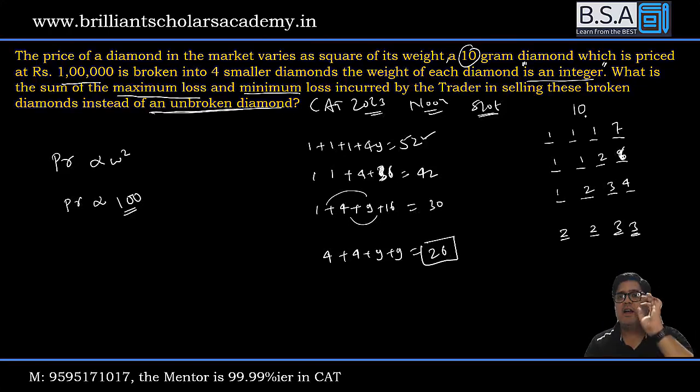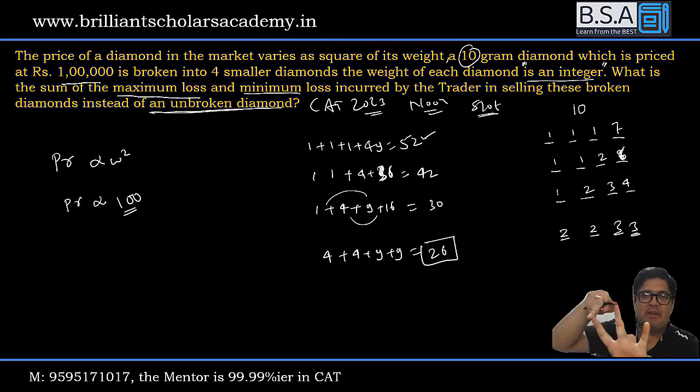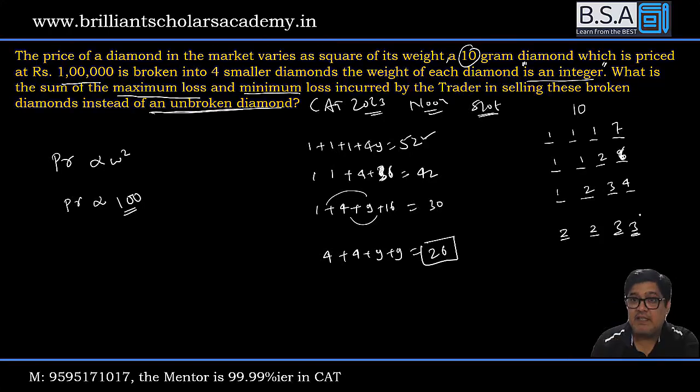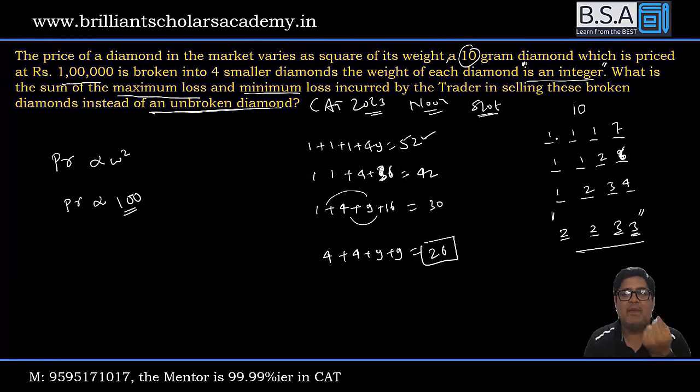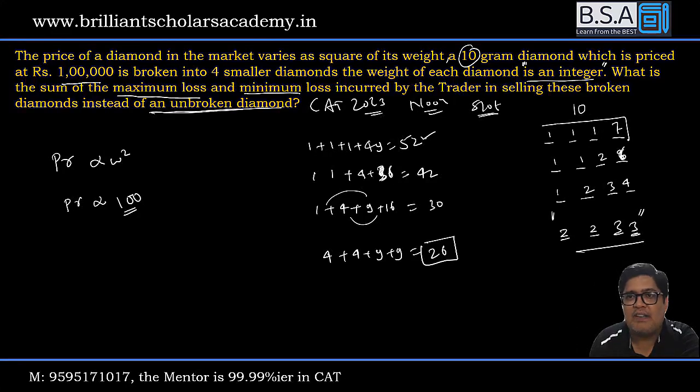Understand, how can I divide 10 in 4 parts? I took 2 plus 2 plus 2 plus 2. 8 is gone. 2 more remain, so I gave 1 plus 1. So this is the closest possible distribution. Because I want integer weight, minimum weight will be 1 gram. 1 gram plus 1 gram plus 1 gram plus the remaining all given to one. This is the maximum or furthest possible distribution. So your answer will come from here.